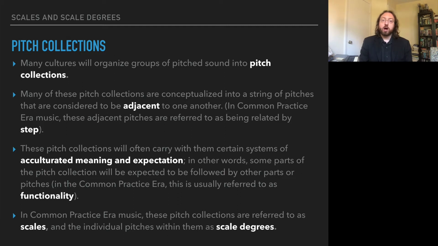These pitch collections will often carry with them certain systems of acculturated meaning and expectation. In other words, some parts of the pitch collection will be expected to be followed by other parts or other pitches. In the common practice era, this system is usually referred to as functionality, which is basically just a ritual, a series of cultural expectations that one thing should be followed by another thing. In common practice era music, these pitch collections will be referred to as scales, and the individual pitches within them as scale degrees.